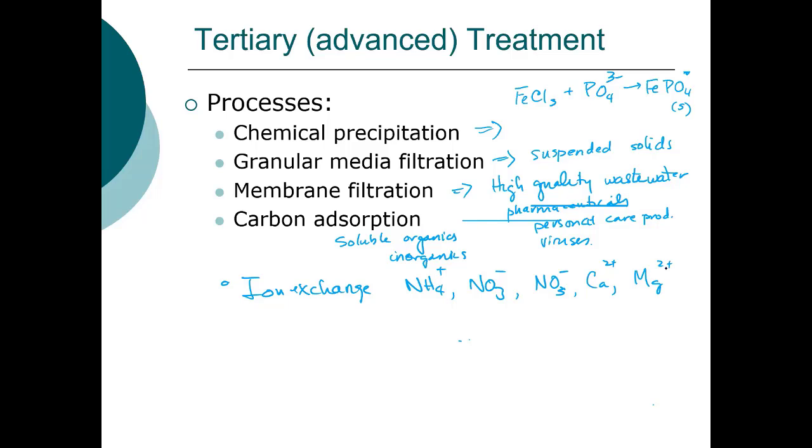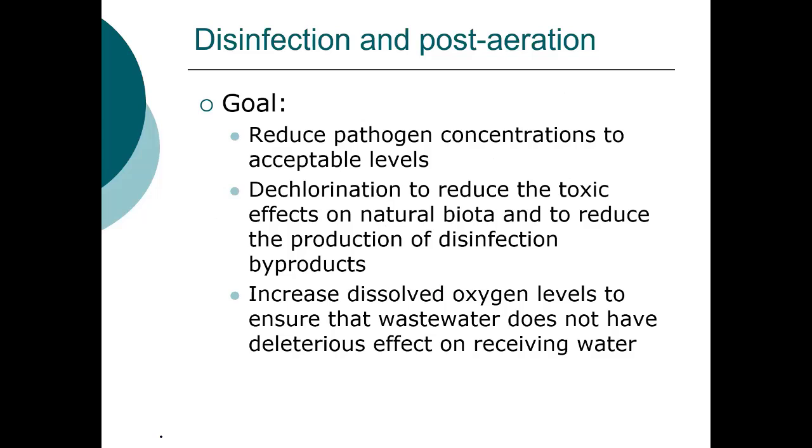that is removing hardness. We often disinfect, and here what we're trying to do is to reduce pathogen levels to acceptable levels so that it doesn't cause problems in the receiving body of water, and then we dechlorinate to reduce toxic effects. What we're seeing is the replacement of this with UV, because with UV, we don't need to dechlorinate. We irradiate that water and then we can discharge it.